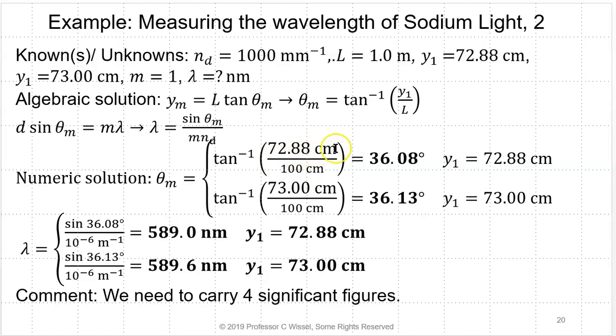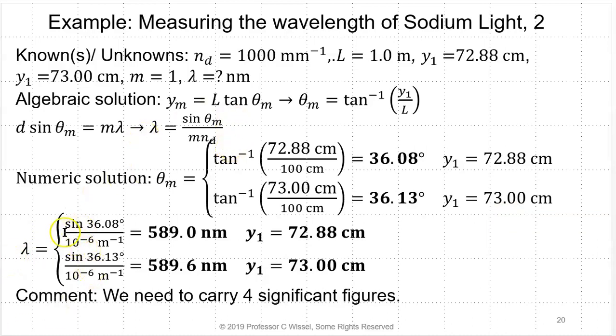I chose to put both of them in centimeters. So this is the L, which is the 1 meter converted to centimeters. Here is Y1, and that one comes out at 36.08 degrees from the central maximum, and at a distance of 72.88 centimeters on the screen from the central maximum. Similarly, the other one comes out at 36.13 degrees, and at a distance from the central maximum on the screen of 73 centimeters. And now calculate the wavelengths by plugging it into this.